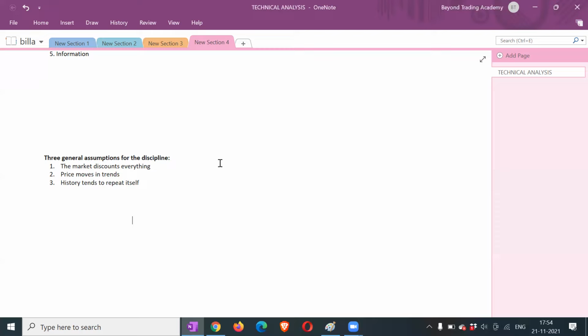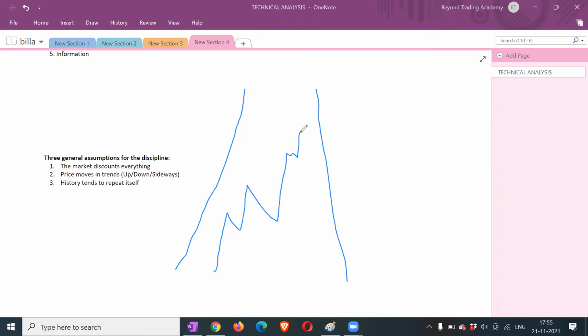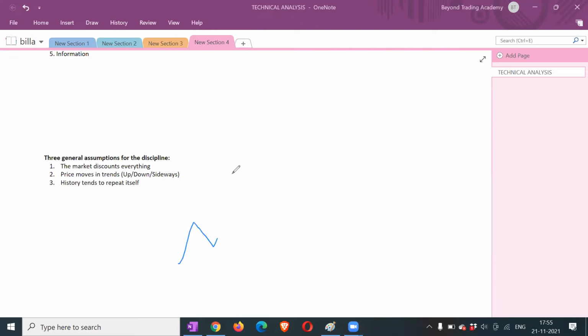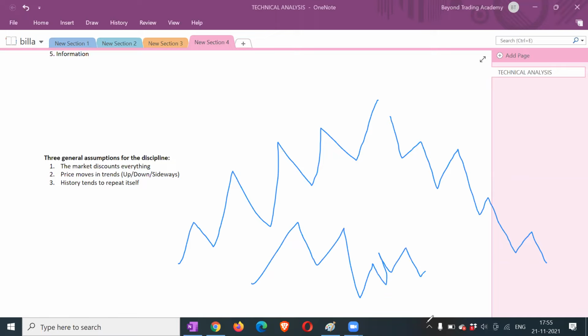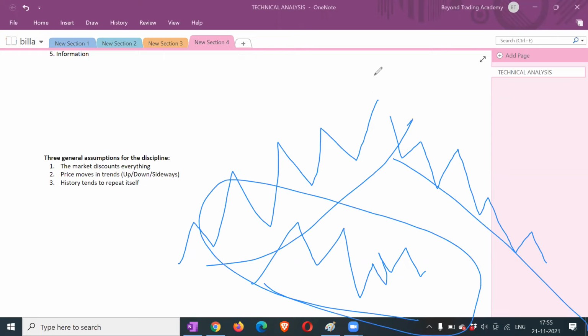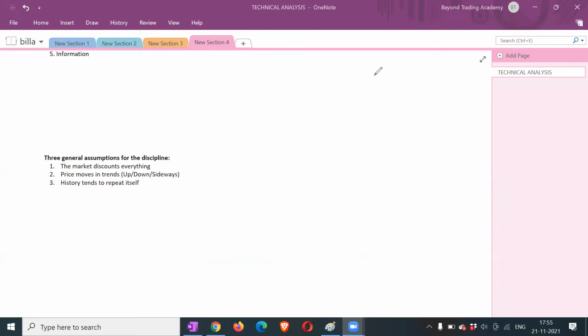And the second assumption is price moves in trends. Like I said already, there will be trends: uptrend, downtrend, sideways. So price can move in trends, maybe in uptrend, maybe in downtrend, maybe in a sideways scenario. So this is also one assumption. A price can't keep moving without any trend. It can't be like this, or it can't be like this. It will keep moving in trends, again and again, or it stays sideways, goes nowhere. So uptrend, downtrend, sideways. It can be anything. The second most important assumption.